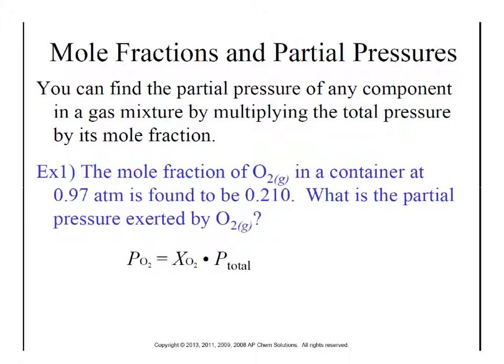Alright, so tying it together then, we can relate the mole fractions to the partial pressures by multiplying them. So the partial pressure of a particular gas is equal to its mole fraction times the total pressure. So let's say we have a container at 0.97 atmospheres, and we find that the mole fraction of oxygen is 0.210. What's the partial pressure exerted by oxygen? So the pressure of oxygen would be equal to its mole fraction, 0.210, times the total pressure. And so 0.210 times 0.97 is going to be 0.20. And so that means 0.20 atmospheres would be the partial pressure of oxygen.